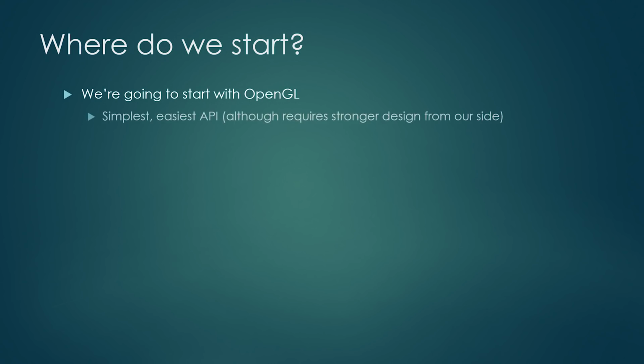But the problem is, OpenGL is the simplest and the easiest API. It requires a bit of a stronger design from our side to make it actually good, but it's the simplest and easiest thing, right? We want that because this is a game engine series, not necessarily a graphics series. I am obviously heavily interested in graphics and I love graphics and it's my favorite part of this whole thing, to be honest. But I do recognize this is a game engine.